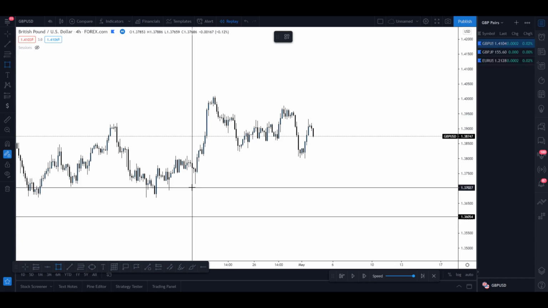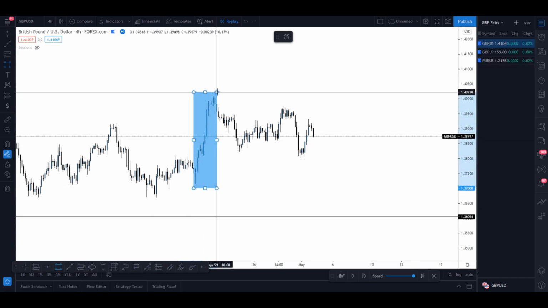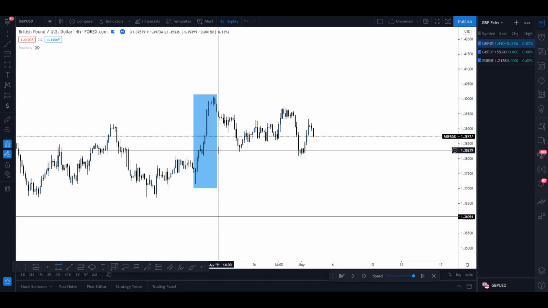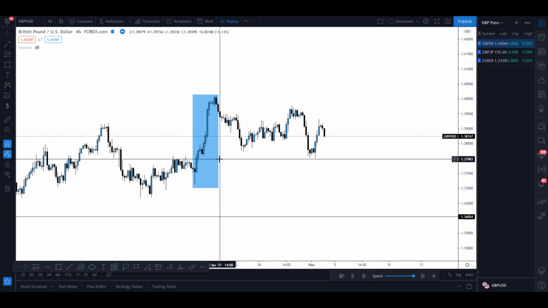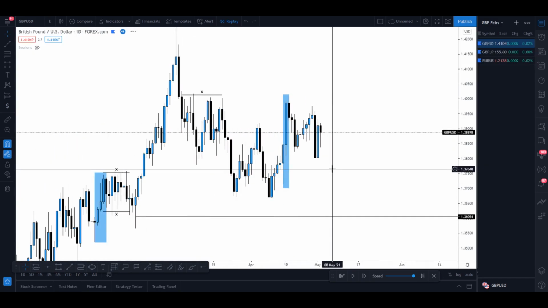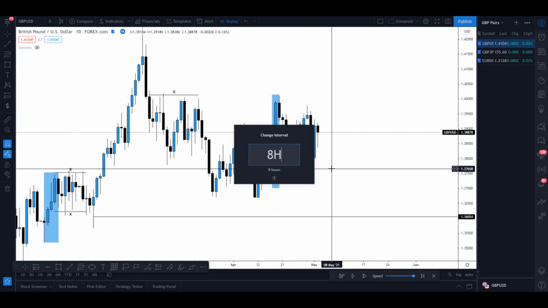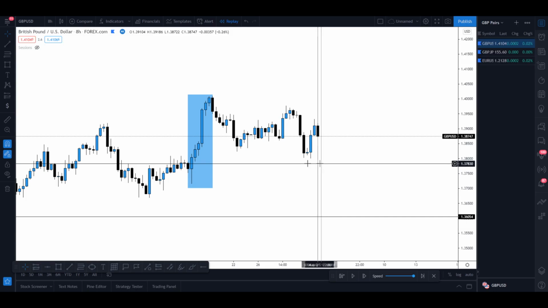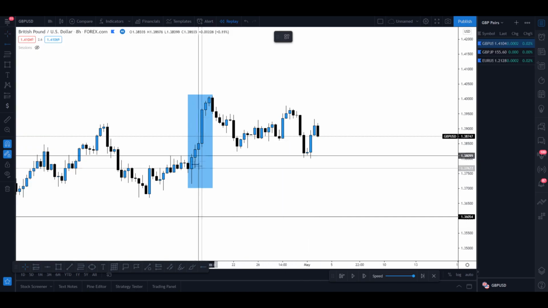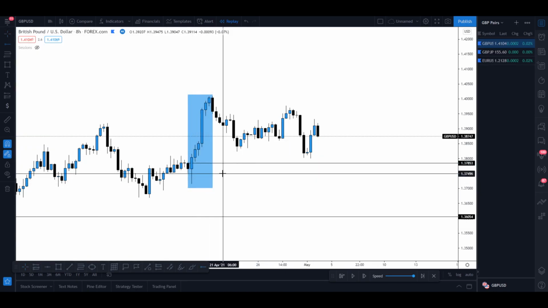So at this point, where's my expansion? Well, my expansion is right over here. Now, do I have two institutional candles I can focus on? Definitely. Let's go down to every single time frame and see which one we can use. Now, the 8-hour time frame is the best, in my opinion, to label your institutional candles. I like to use the 12-hour as well.